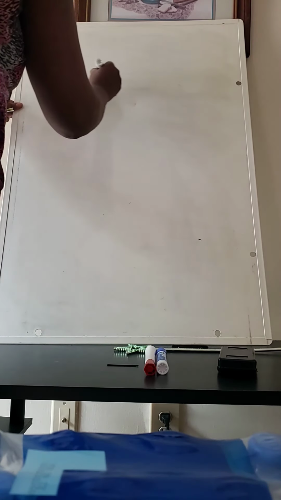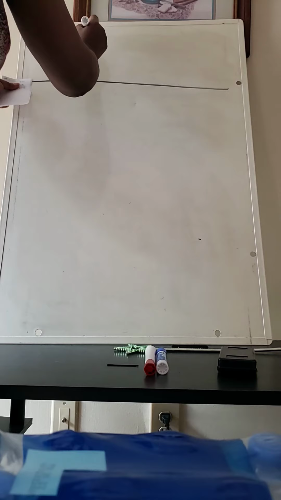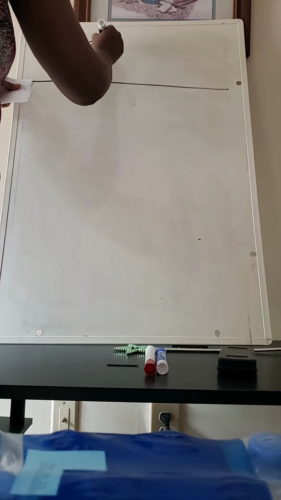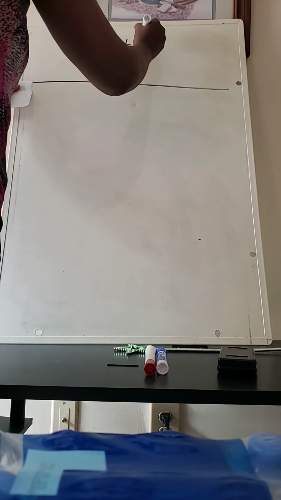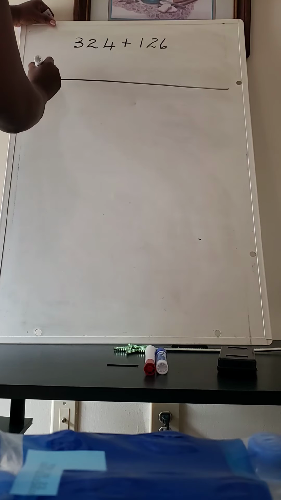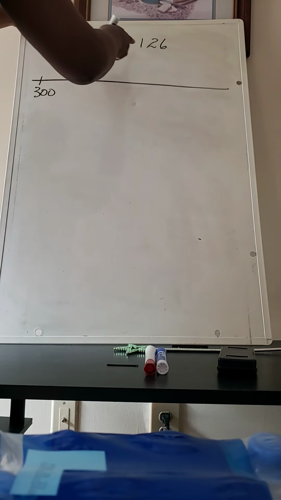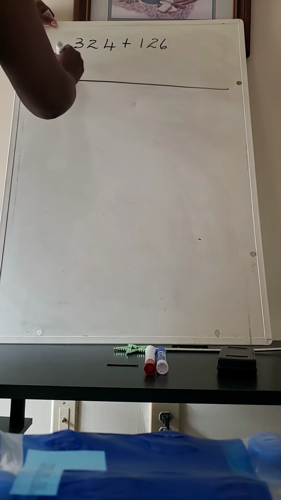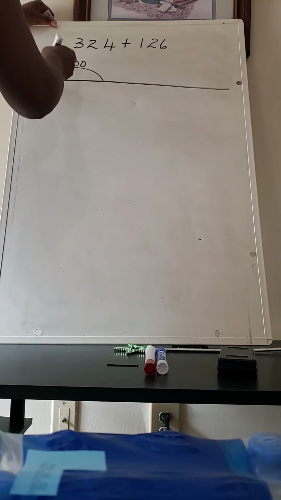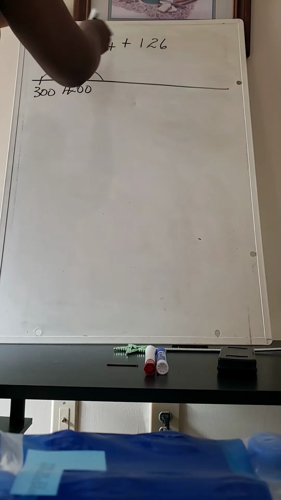So let us say this is our number line, and it's an open number line. And we're solving 324 plus 126. So we're going to start with our 300, and we're adding our 100. So we have 100, 3 and 1, 400. All right, so we have added our hundreds.